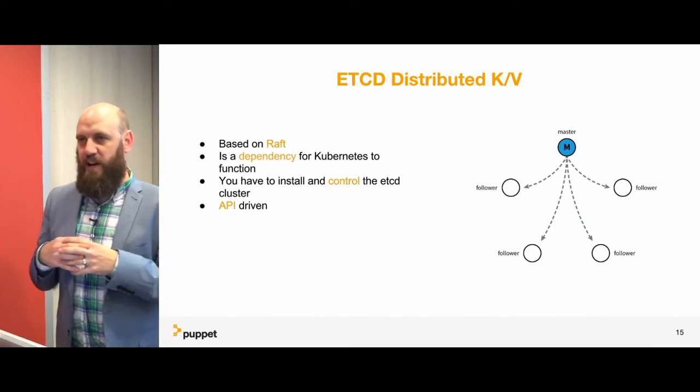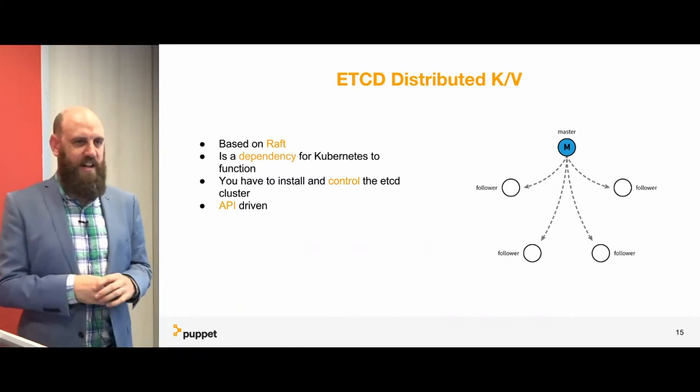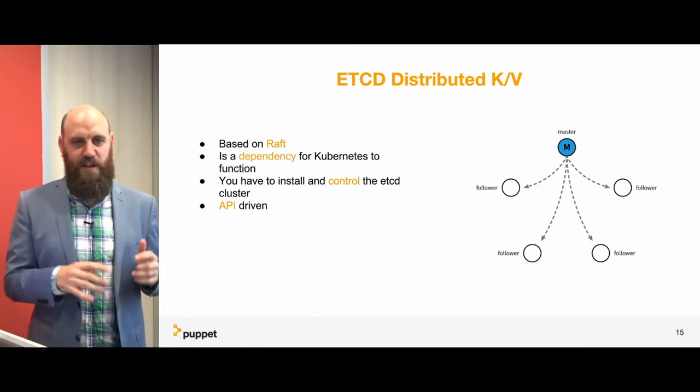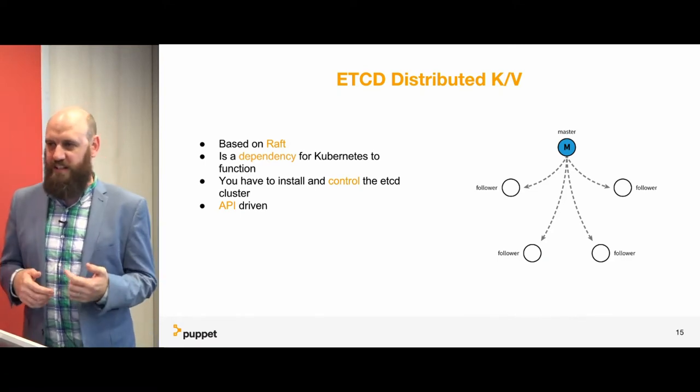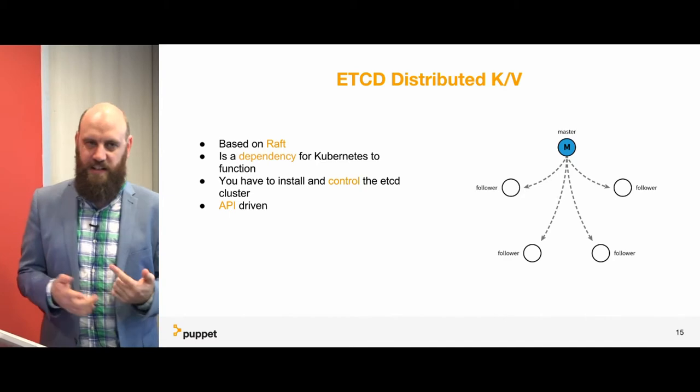So when I started learning VMware, someone said to me, if something goes wrong in VMware, it's always the storage that made it slow. I found if something goes wrong in Kubernetes, it's almost always etcd in the back end.